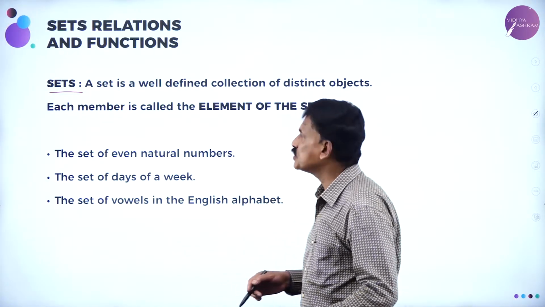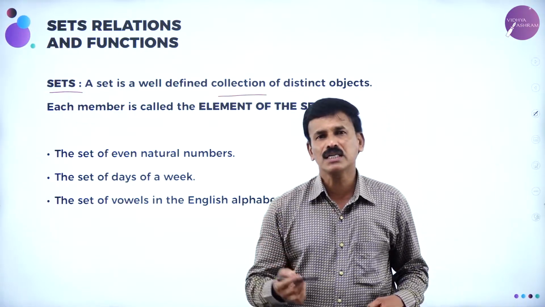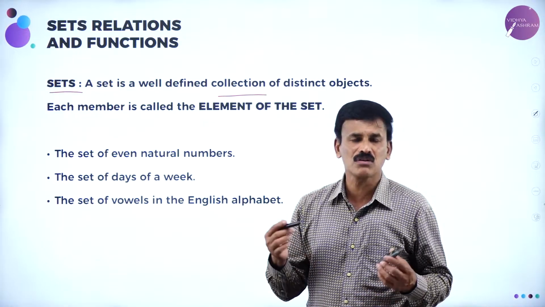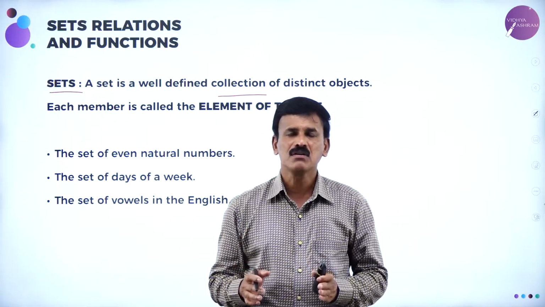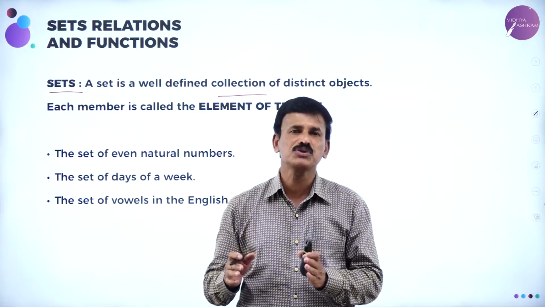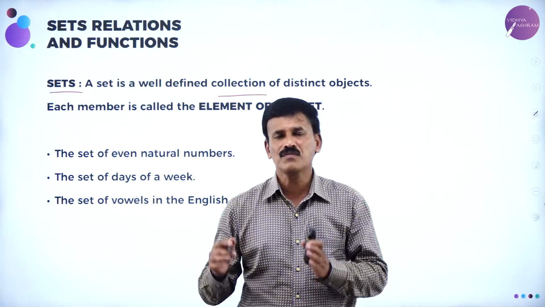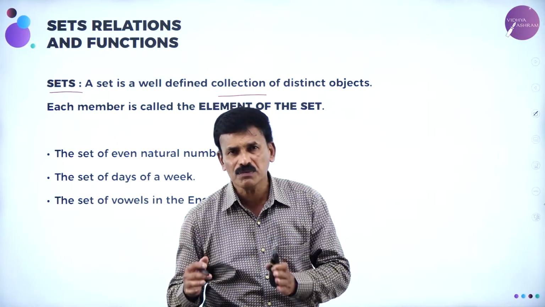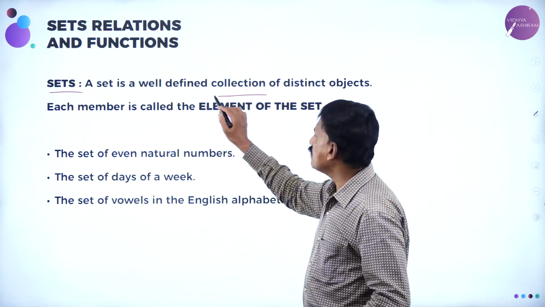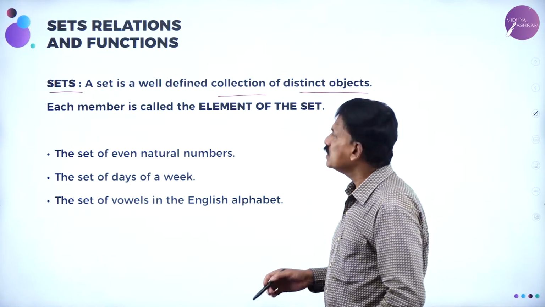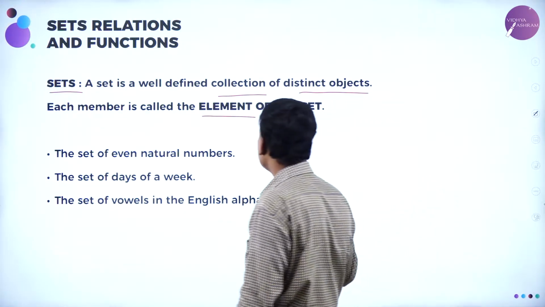Now, let us come to the definition. What is the definition? A set is nothing but a collection of well-defined objects. The collection of well-defined objects is called a set. For example, the set of all second PUC students in our college, or the set of all first PUC science students in our college, or the set of all first PUC commerce students in our college will form a set. That is, a collection of well-defined objects is called a set. So, a set is a well-defined collection of distinct objects. Each member is called an element of the set, and usually sets are represented by capital letters.